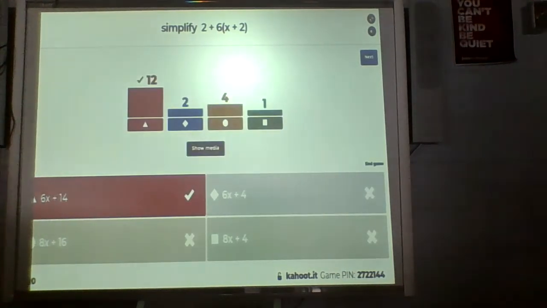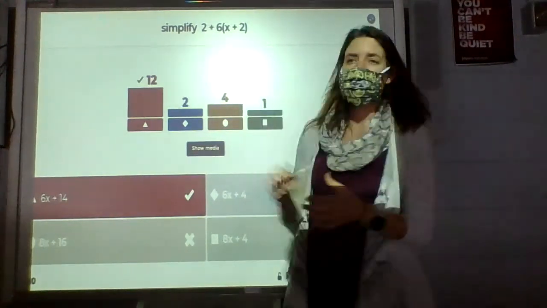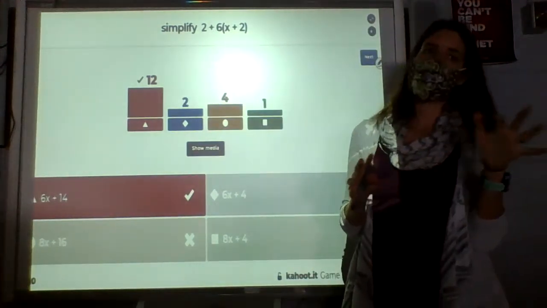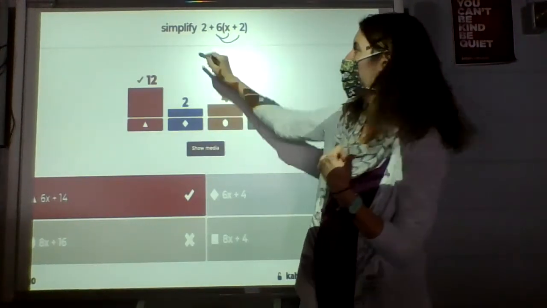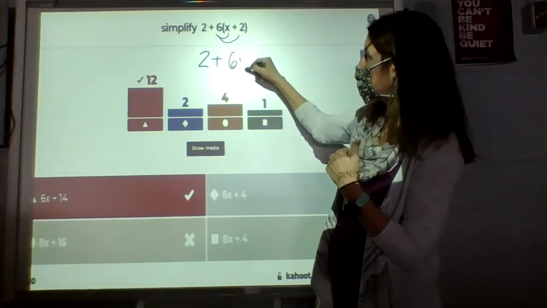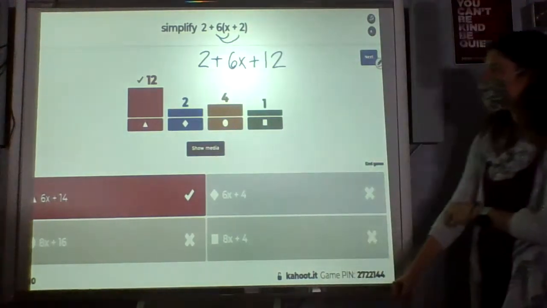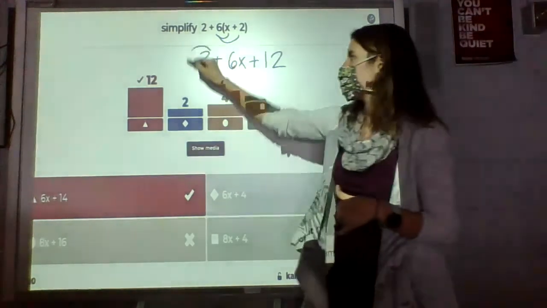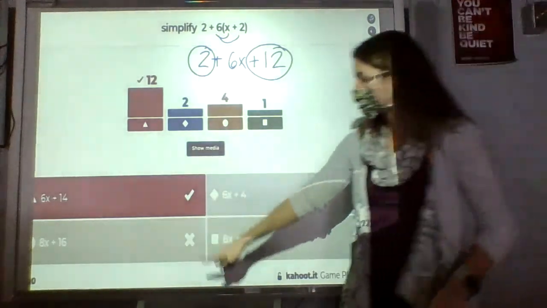So on this one, now this is probably one of the big spots to make a mistake. A lot of you guys see 2 plus 6, you're like, oh, I'm going to add those together. We want to multiply before we add. So we're going to multiply first. So the 2 just comes down. This is 6 times x is 6x. 6 times 2 is 12, sorry, 12. And then I can combine these like terms. So 12 and 2 is going to be 14.